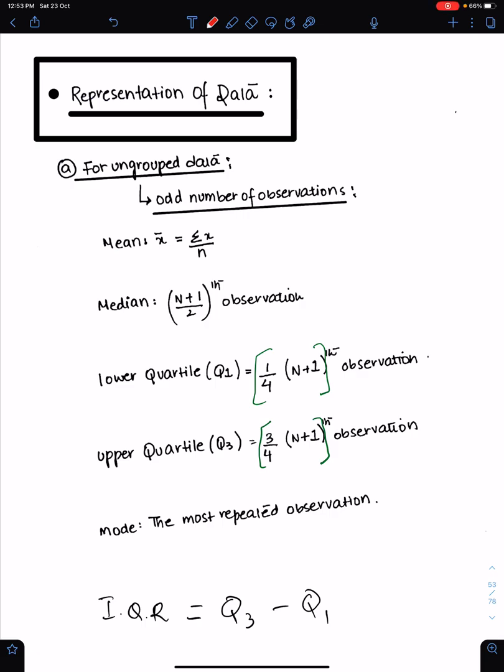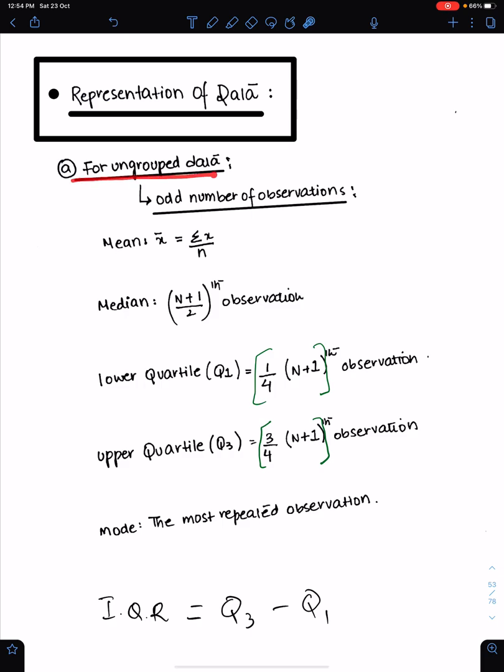Bismillahirrahmanirrahim. Allahumma rabbi zidni ilma. Ameen. Alhamdulillahi rabbil alameen. Representation of data is the next topic of S1 important notes.